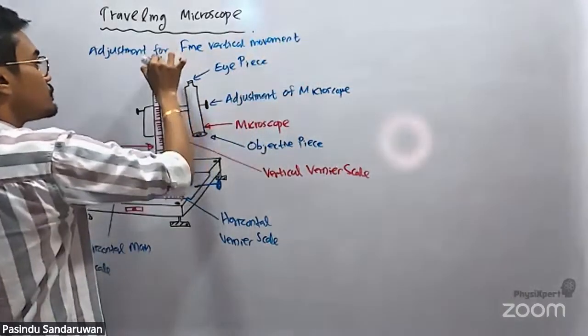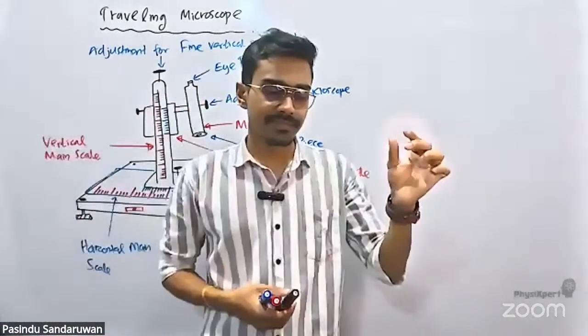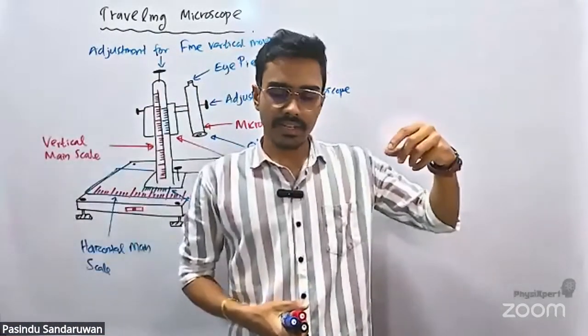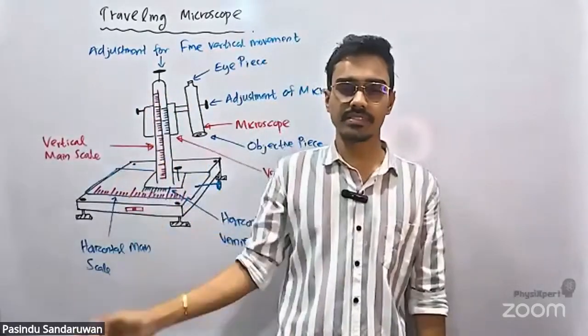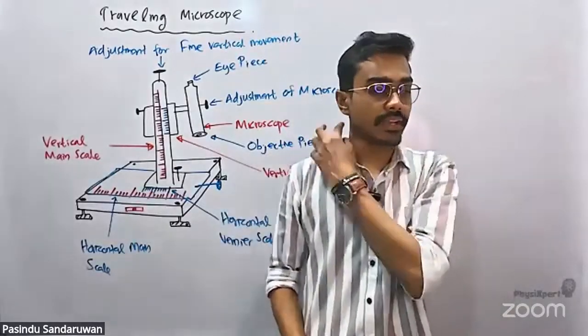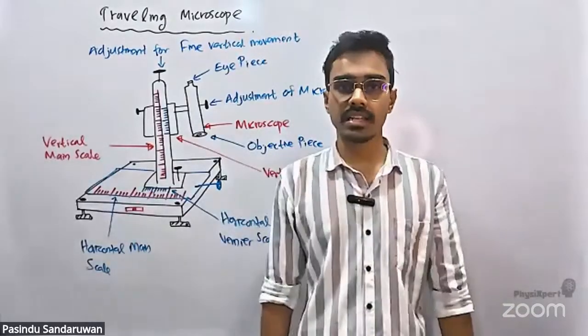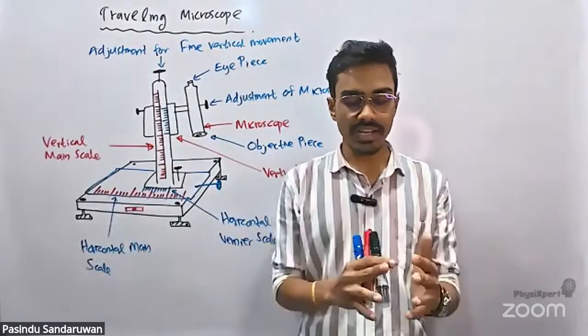Adjustment for fine vertical movement. Fine in the sense, when we rotate it, this part travels slowly, fine movements, right? And if we need to move it faster, there is another method here.